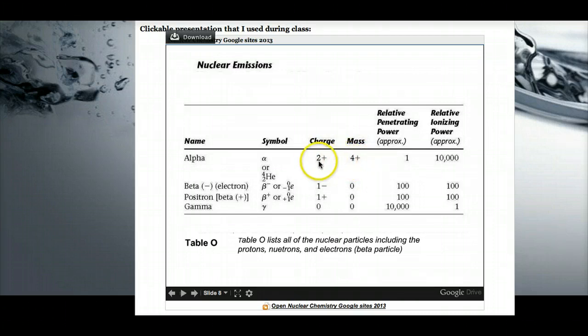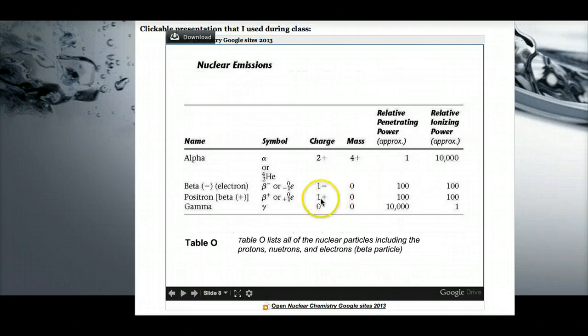Really, what it is is 2 protons and 2 neutrons. It doesn't have much penetrating power because it's so heavy. And an alpha particle is a helium nucleus. Now, a beta particle is a high-speed electron that comes out of the nucleus. Kind of a strange thing. How does an electron come out of the nucleus? We'll talk about how that happens.